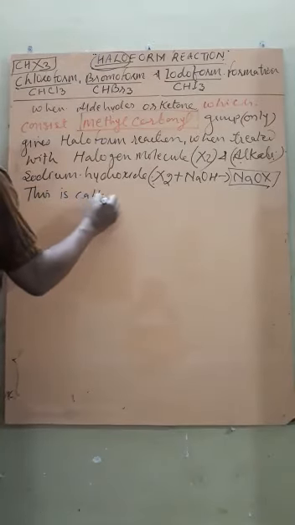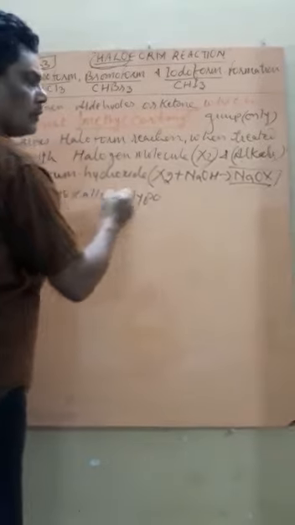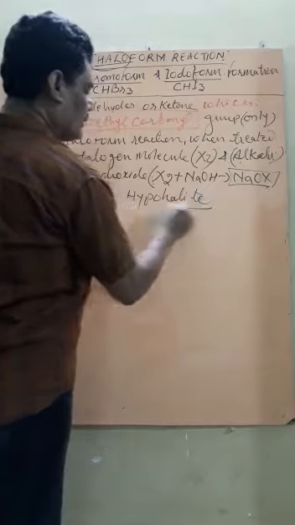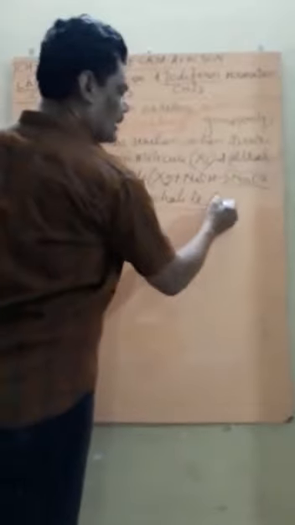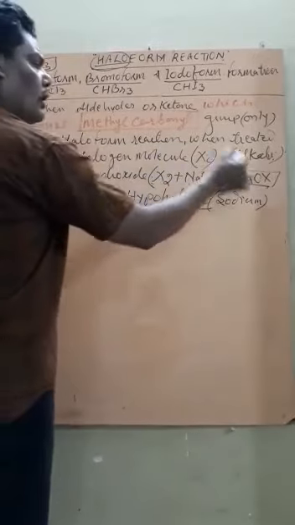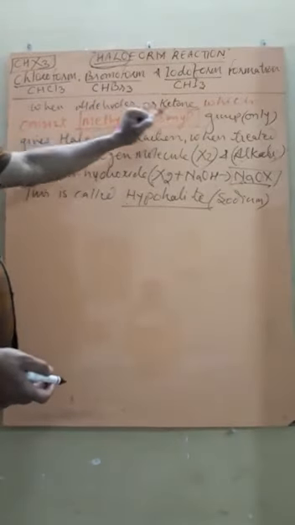This is called hypohalite. NaOX, there is sodium, so you write sodium hypohalite. If it is potassium, then it becomes potassium hypohalite. Actually, NaOH and X2 on reaction form this compound, and this compound reacts with the aldehyde or ketone. So aldehydes or ketones which consist of a methyl carbonyl group can give this reaction.